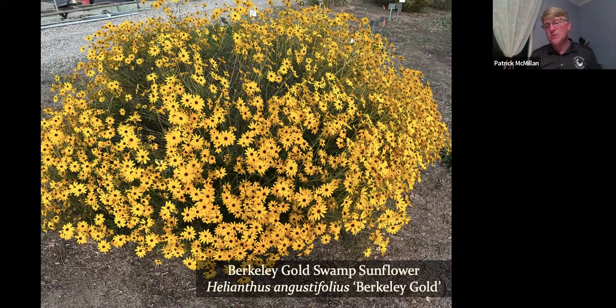The plants we sell as swamp sunflower in the native plant trade are muck sunflower. So you have to be very careful. Don't just go buy swamp sunflower and think that's it. Buy it from somebody who knows.